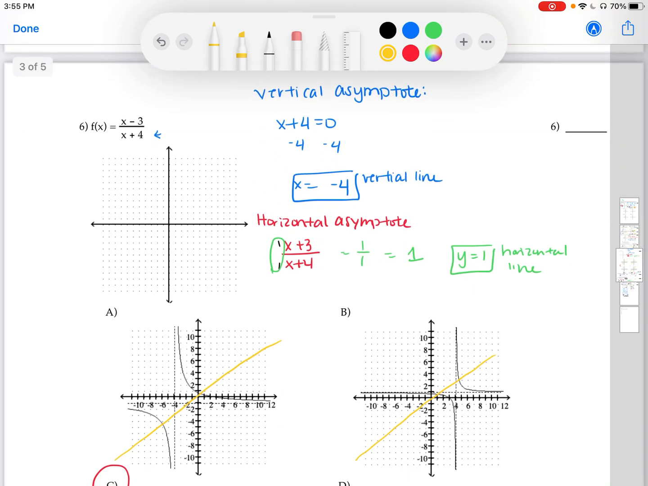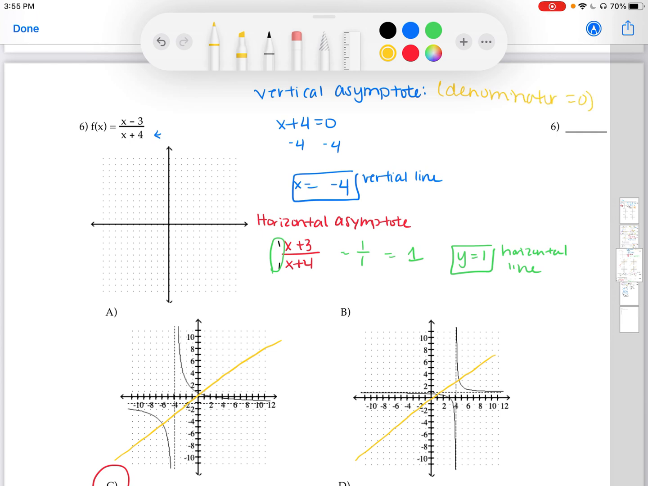6. Graph the rational function. This is a problem that has a lot of steps, right? We have to find the vertical asymptote, horizontal asymptote, x-intercept, y-intercepts. Let's begin with some key points, our vertical and horizontal asymptotes. Your vertical asymptote is always found by setting the denominator equal to 0.